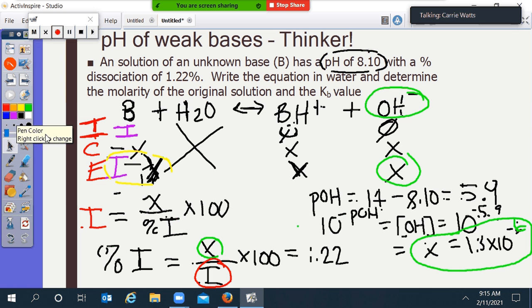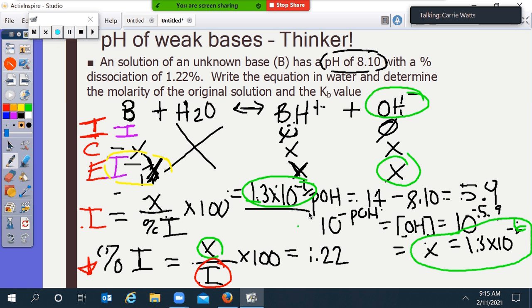All right, so let's finish this, sorry. Anyway, so it's x over percent I times 100. All I did was rearrange our equation down here. And when I do that, to save time, I plugged in the 1.3 times 10 to the negative 6. That was my x I just solved for, divided by percent I, which is 1.22. They gave us that in the problem. That's right here. Then times 100. I know I'm running out of room.